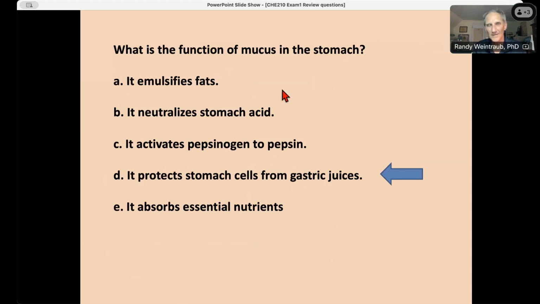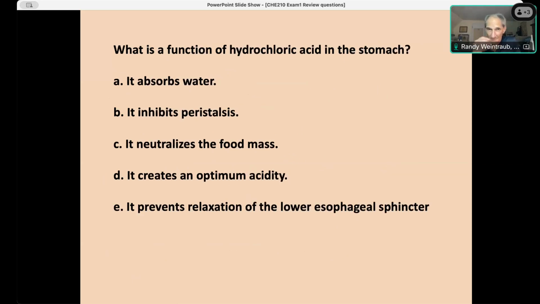For instance, it activates pepsinogen, a proenzyme, into pepsin. Pepsin is one of the major proteases in the stomach that digest protein. HCl in the stomach, I just said that, so it optimizes the acidity for the proteases to work. It also denatures the protein, opens it up more for the enzymes to work on it. Nice mechanism there.